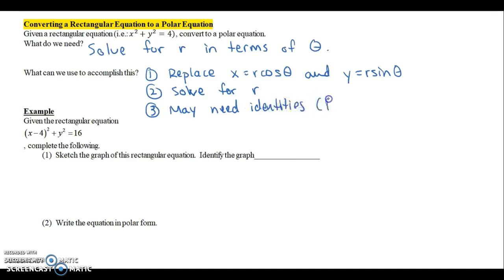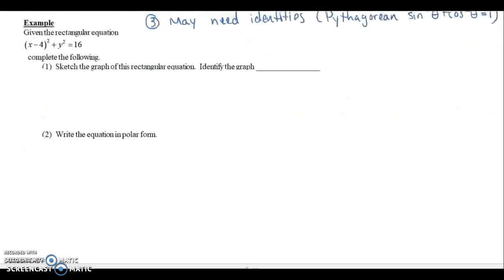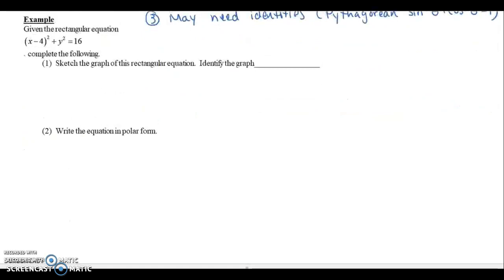Your next step is going to be solve for r. That's the part that's going to take quite a few steps along the way, but you're just trying to isolate r. There are some strategies you'll see here to help do so. You may also need some identities. Really the only identity that you're going to see here is the Pythagorean identity, so sine squared theta plus cosine squared theta equals 1. There might be some other identities you need, but for the examples you're going to look at, it will just be the Pythagorean identity, and that is it.